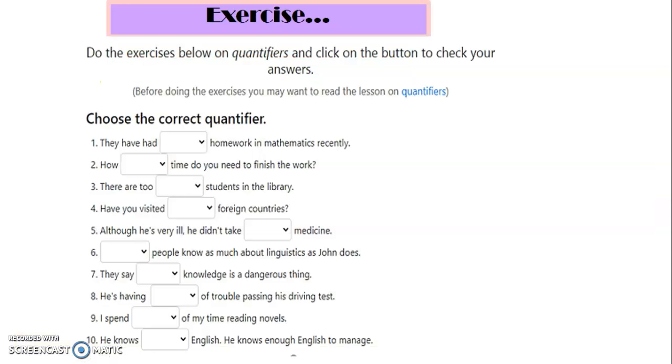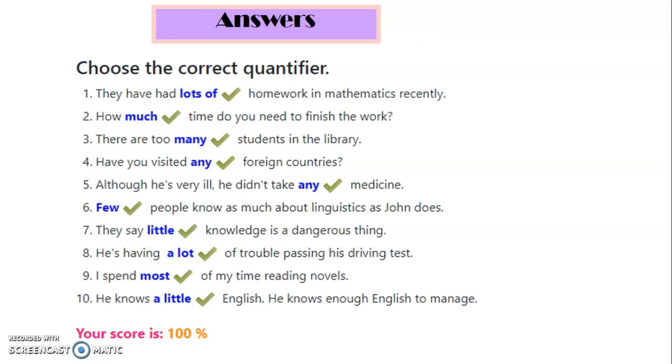And to close this explanation, here I propose an exercise. The exercise consists of doing the exercise below on quantifiers and clicking the button to check your answers. So we have here all the questions, and here are the answers. The purpose of this exercise is to use the quantifiers correctly.